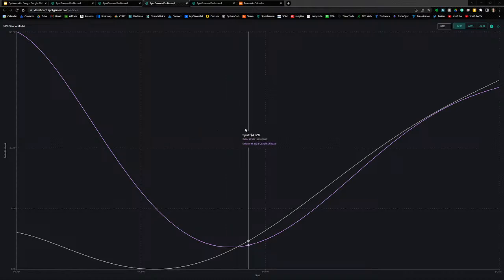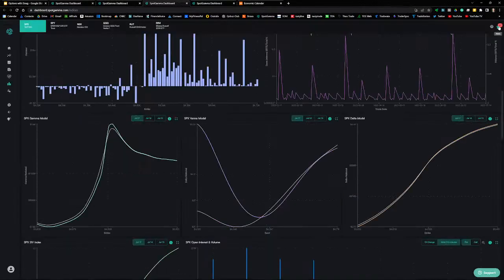Oops. So that's right around the bottom of the curve here. This is not showing a significant headwind or tailwind in this price range. All right, so that's the Vanna model, and we know again gamma notional is positive for SPX, SPY, NDX, and QQQ.